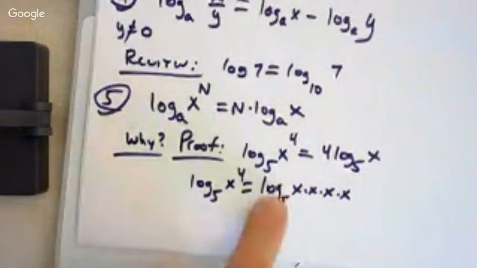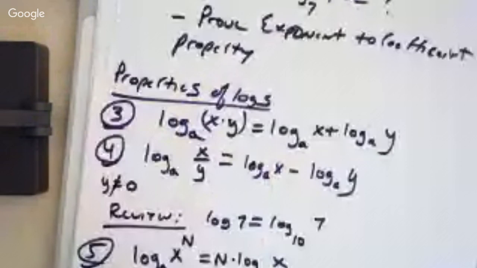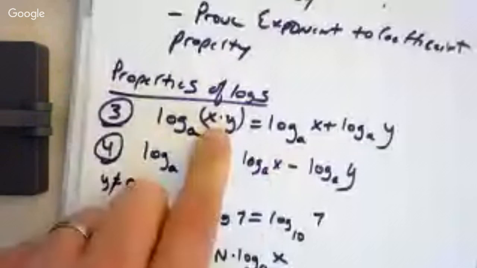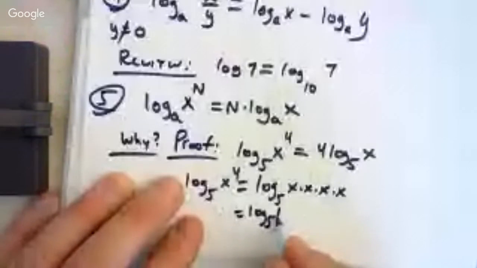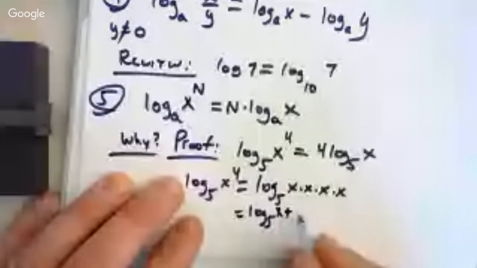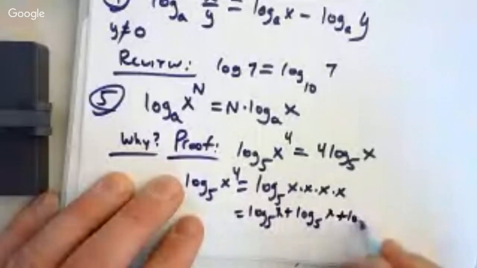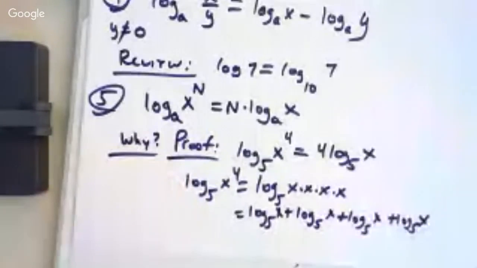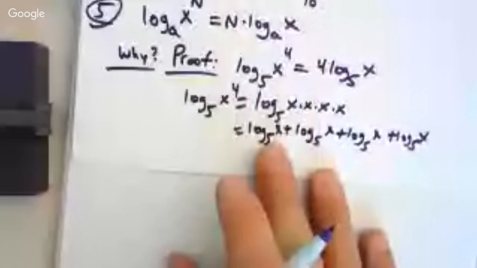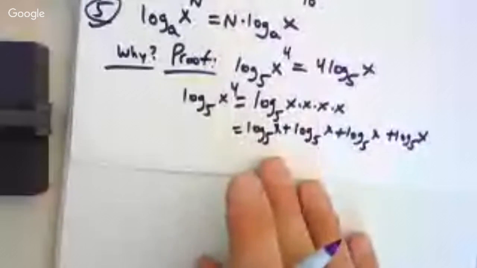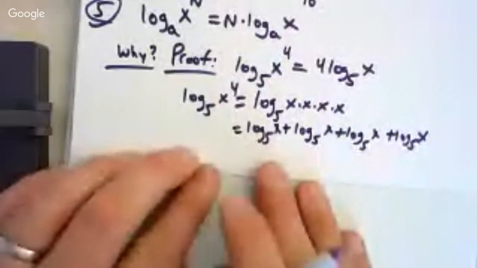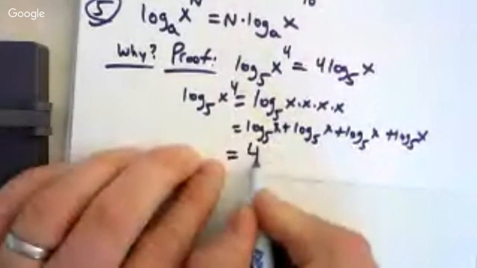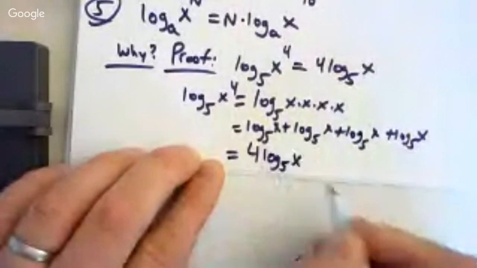Now, wait a minute. We learned up here that if we have a multiplication, we can break it up by what? Addition, right. So we can write that as log base 5 of x plus log base 5 of x plus log base 5 of x plus log base 5 of x. And there's 4 of those. You ready for something crazy? Guess how many of those there are. So how many of them do you have? 4 log base 5 of x.